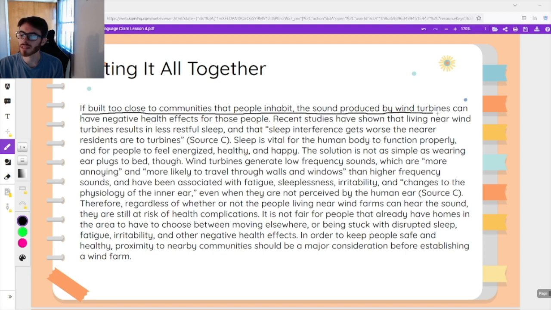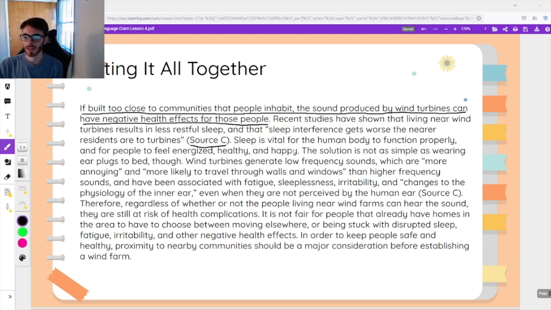Remember, my thesis is that the most important factor that should be considered is the proximity to people's homes. Then my claim here: if built too close to communities that people inhabit, the sound produced by wind turbines can have negative health effects for those people. Recent studies have shown that living near wind turbines results in less restful sleep, and that, quote, "sleep interference gets worse the nearer residents are to turbines." Source C. So there's some evidence. There's my evidence, right? Taken from source C.